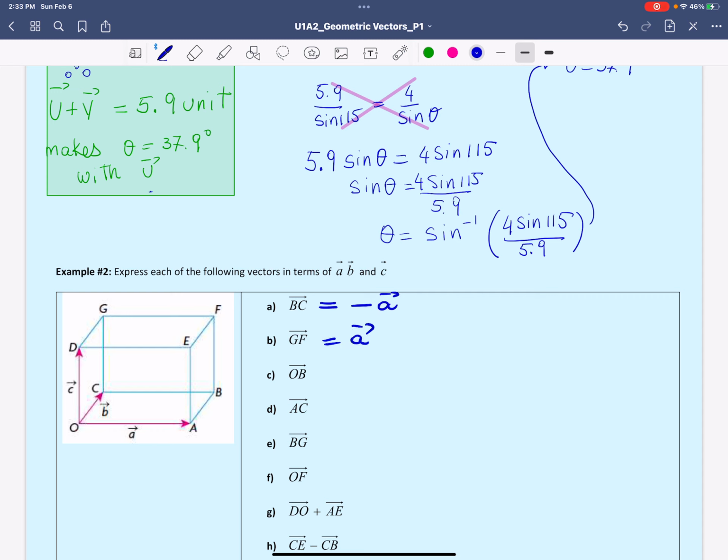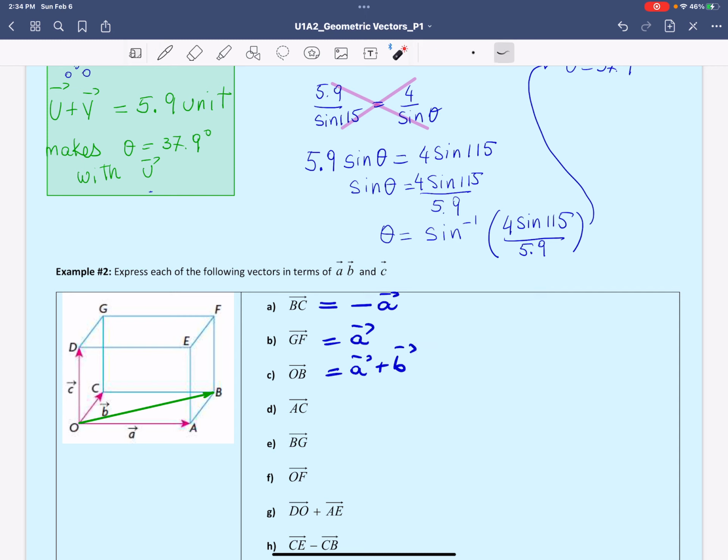Vector OB. OB is a vector that connects O with B. Now remember that this is a parallelogram. So you can tell that vector OB is the sum of vectors A and B. Let me show this here, and we'll write in here A plus B based on the parallelogram rule.